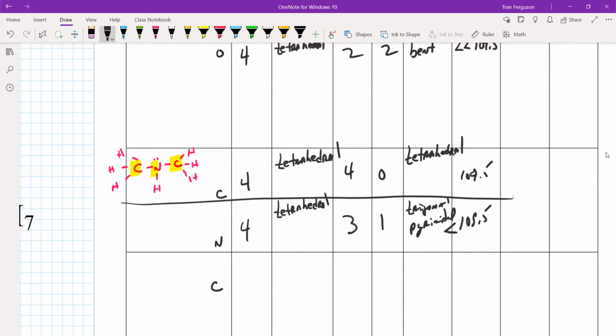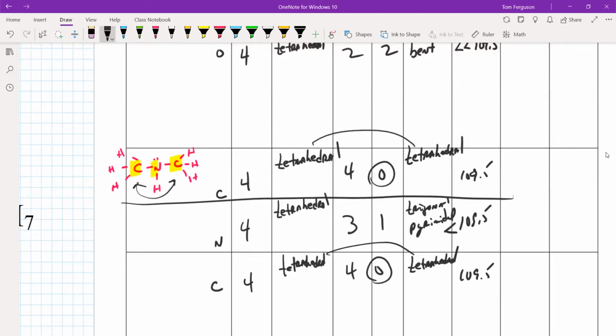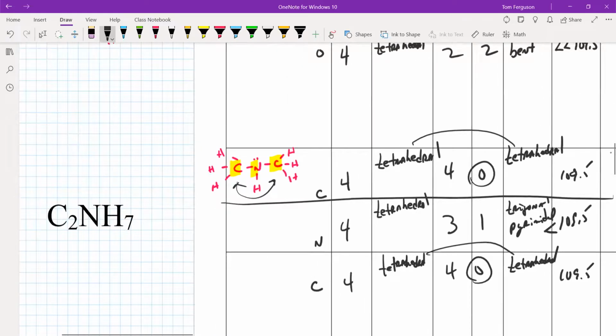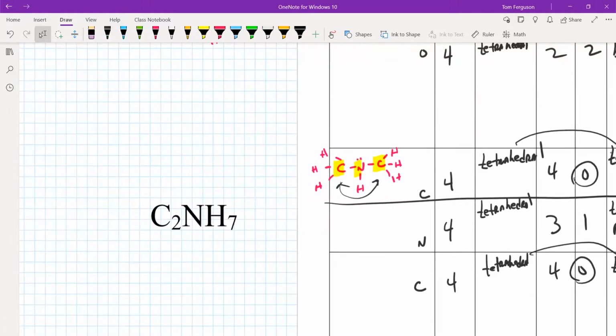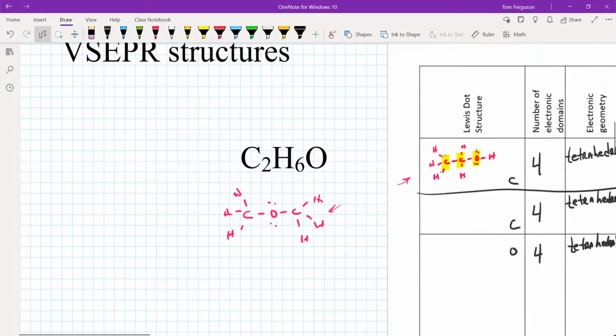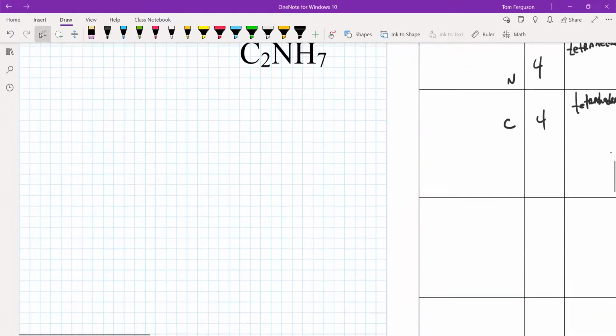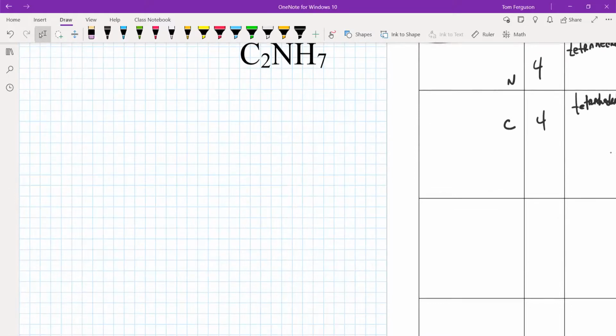Okay, and then the carbon down here is going to be the same as the other carbon. These are the same. So it's going to be 4, tetrahedral, 4 and 0. Tetrahedral 109.5. Now remember, when it's 0 on the non-bonding, these are going to be the same. When it's not zero, they're going to be different. And again, I gave you lots of practice on this as well, additionally.